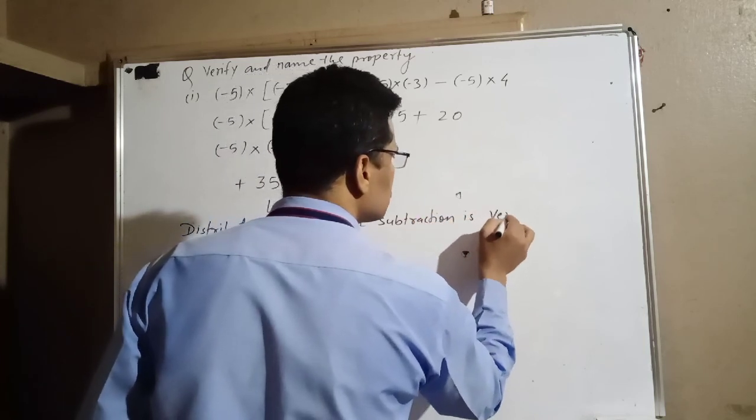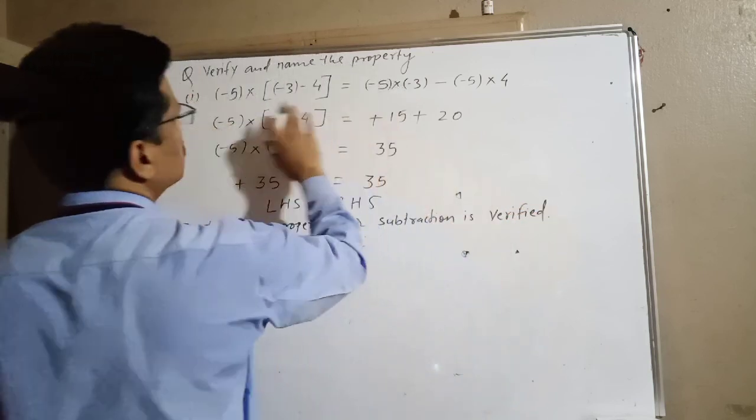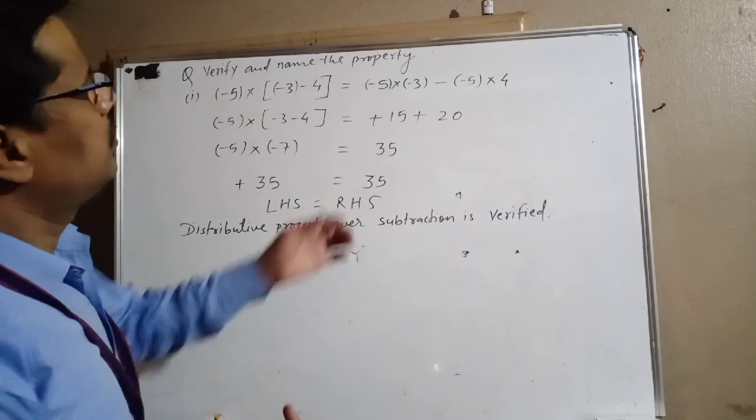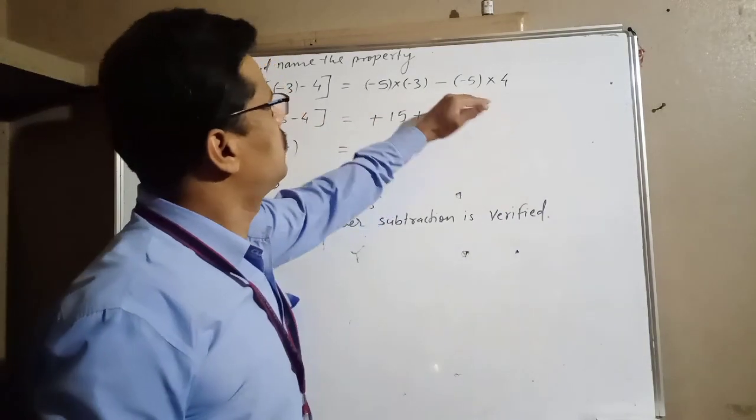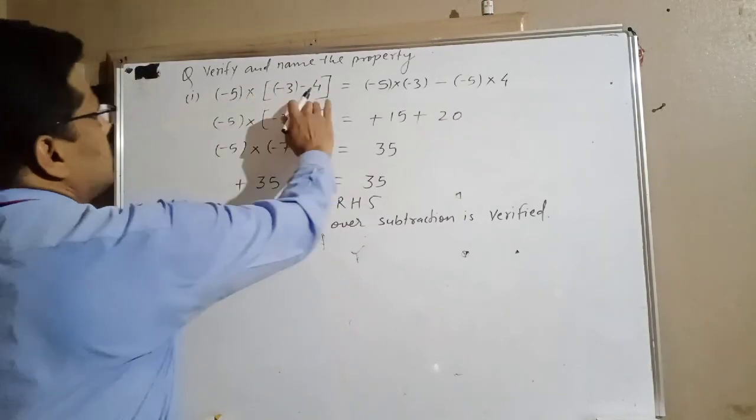Is verified. And what is the use of this distributive property? Well, you are getting it in steps like this, so you can write like this. Keep them. If you are getting this step, so you can write like this.